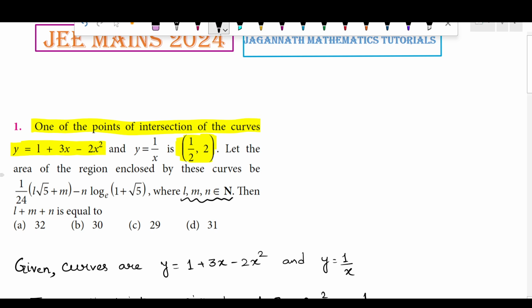So we need to find the value of L + m + n. I hope the question is clear to all of you. So let's start solving this.